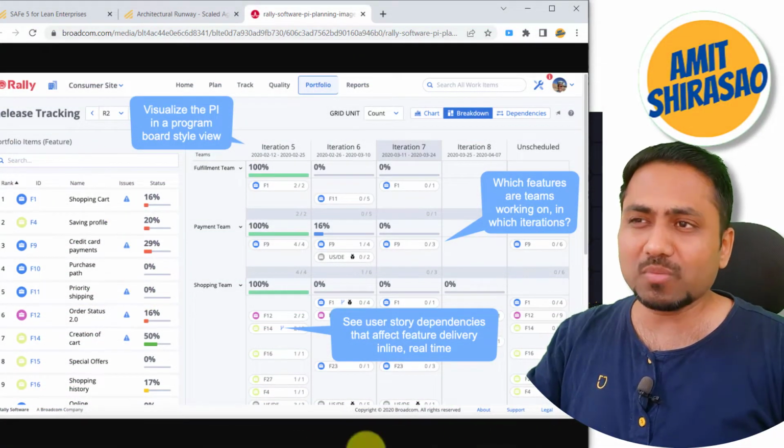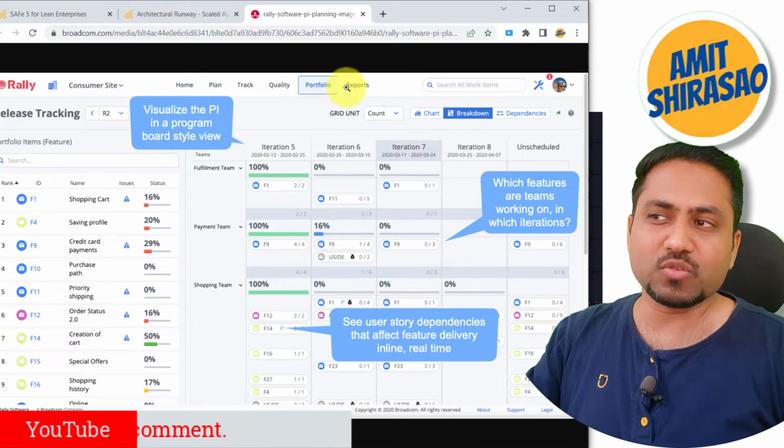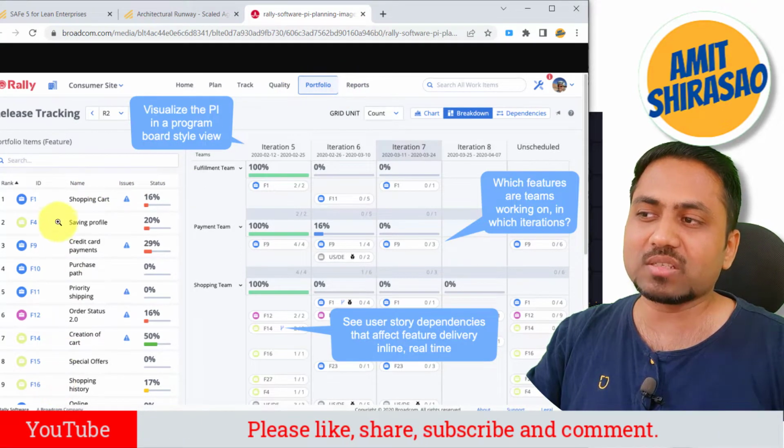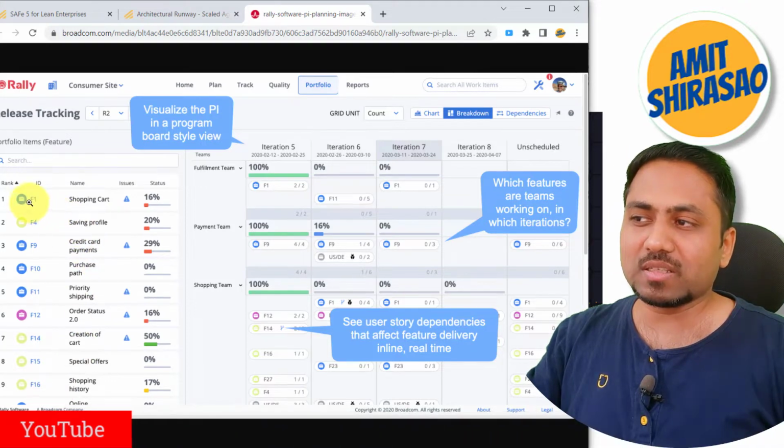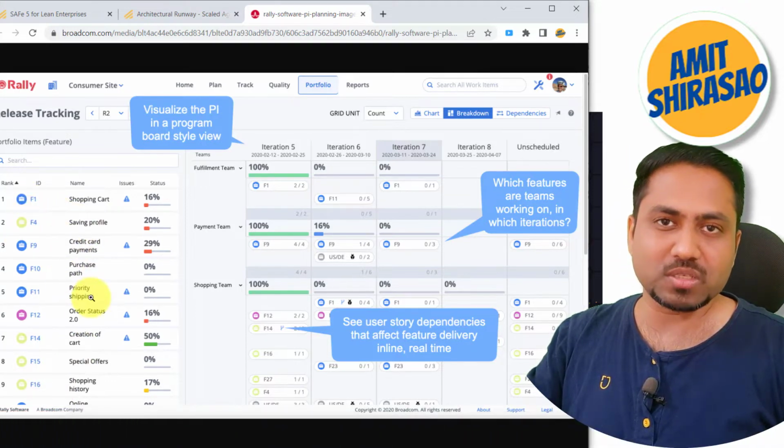Normally how you do it is, you go to the portfolio tab. Here you see all the features. If you expand a feature, you will see various stories under it.